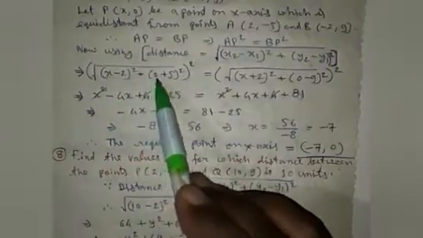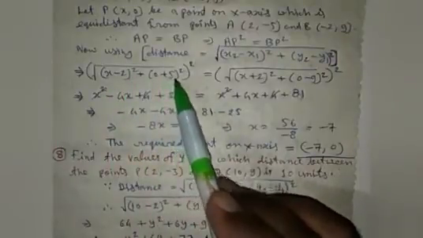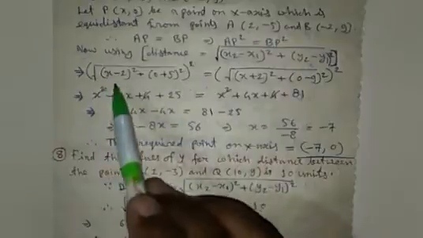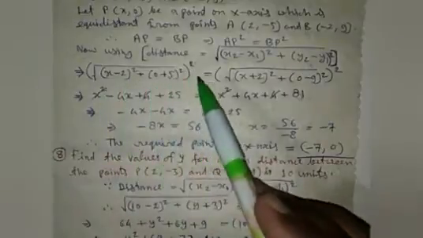Now using the distance formula, we have here under root (x minus 2) whole square plus (0 plus 5) whole square, and it is whole square because here AP is squared. So here similarly under root (x plus 2) whole square plus (0 minus 9) whole square, and it is whole square of these brackets. So here the square root will be cancelled because it is squared. So here we have only (x minus 2) whole square plus 5 square.